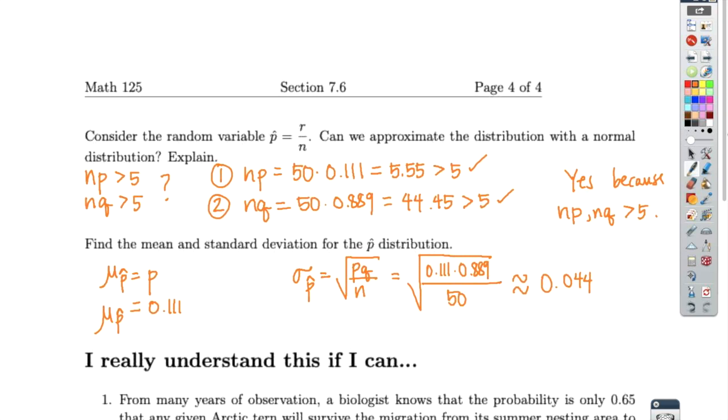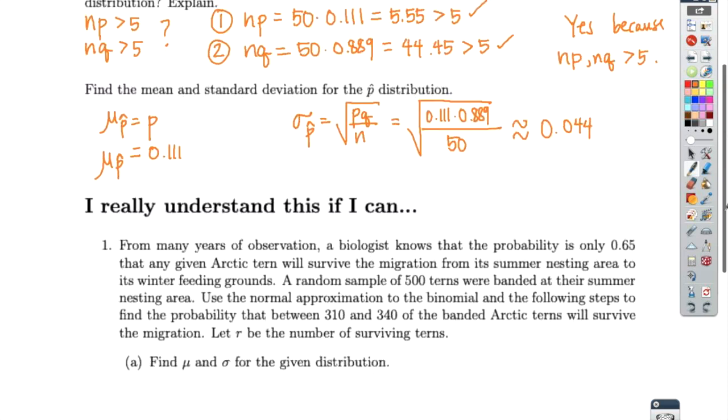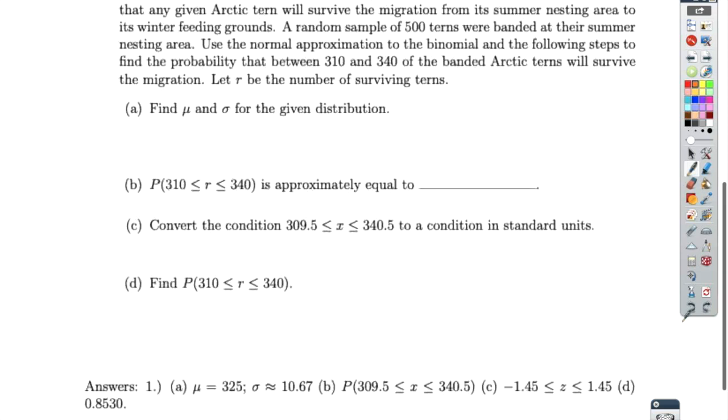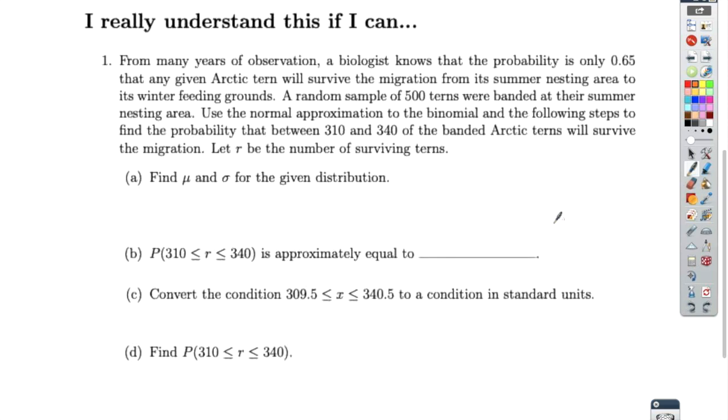Now we will go over the I Really Understand This problems on this page. You should pause it and try, it's just this one problem. So pause it and try this, and then after we go over this, we'll talk a little bit about the upcoming test.